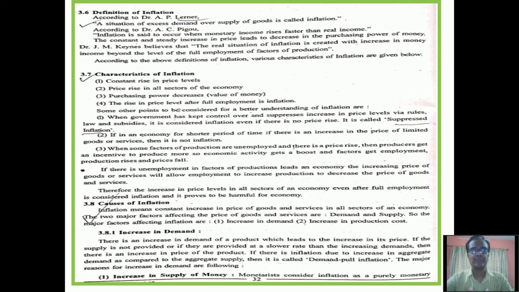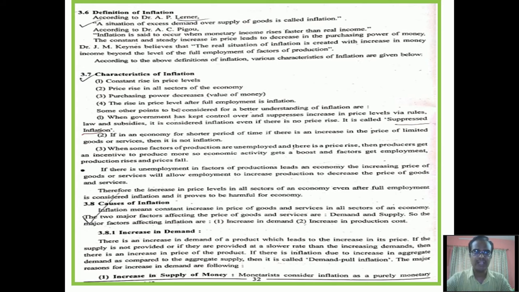Now, causes of inflation. What are the reasons for this price rise, what are the main reasons, and what are the government reasons? These are to be discussed in this point. Very important for section E also. In 5 marks, the reasons of inflation are discussed in detail, the causes of inflation. So basically 2 points are there: increase in demand and increase in production cost.